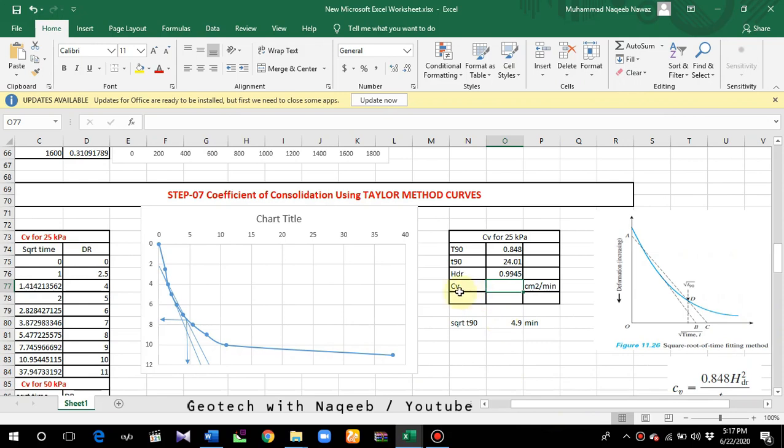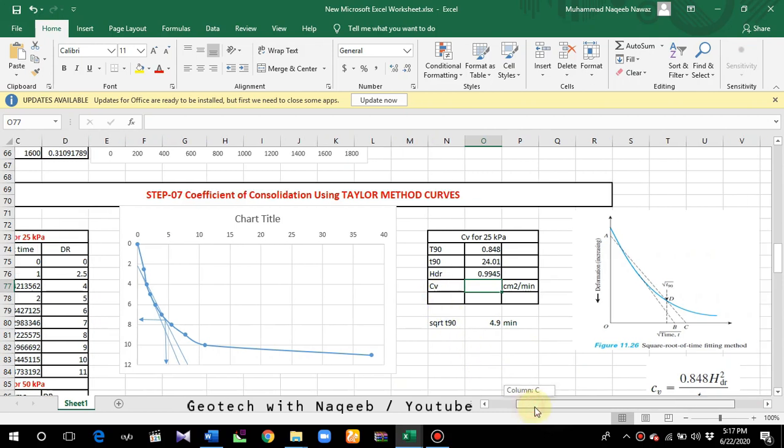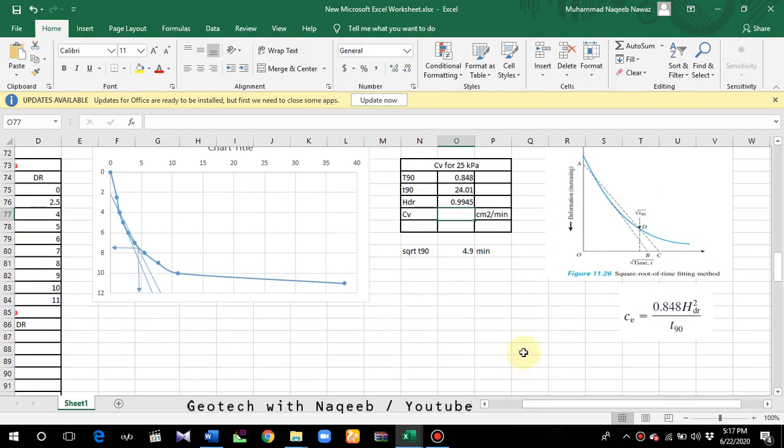C sub V stands for coefficient of vertical consolidation. Here the V stands for vertical, because this is the odometer test. In this test, we are measuring the settlement in the vertical direction only. So this is C sub V. The formula is here. 0.848 is basically the constant value for the Taylor method, that is for T90. So I'll apply the formula now.